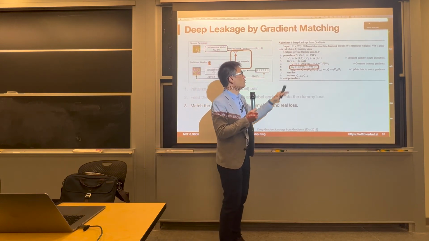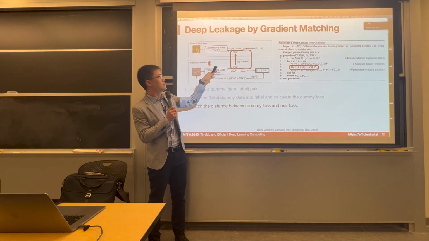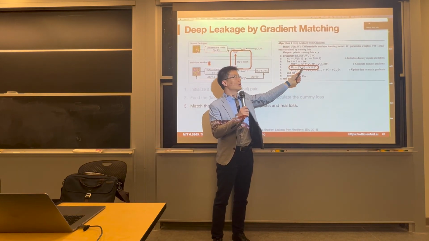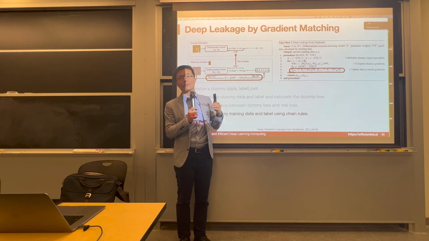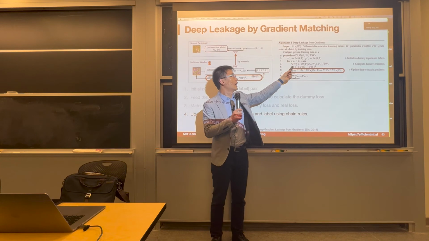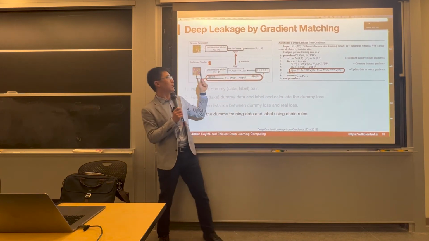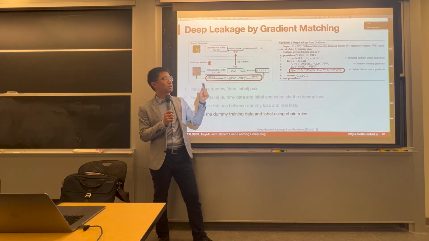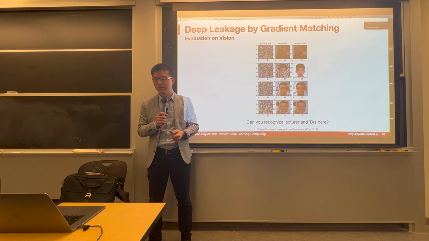After that, we calculate the distance between the normal participant's and the malicious attacker's gradient. We calculate the loss, and then we can update the dummy input and also the dummy output using this loss, trying to minimize the loss by tweaking the dummy output and the dummy input. And after a couple of such iterations, we can recover the input. So this is the effect.